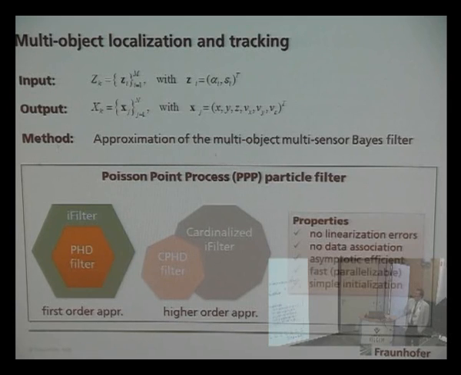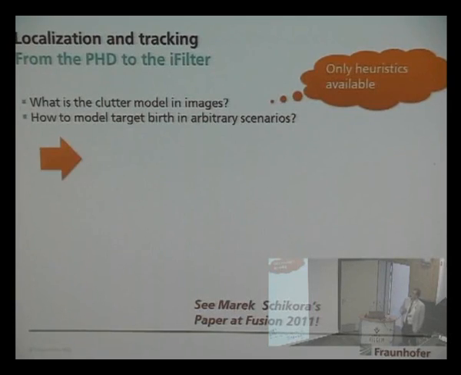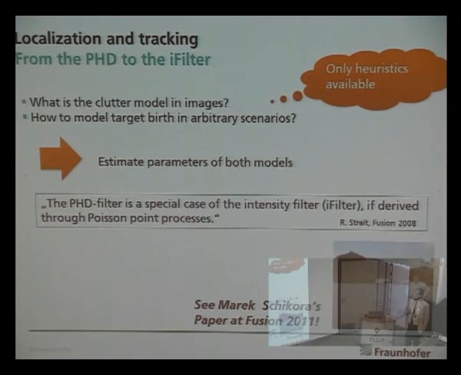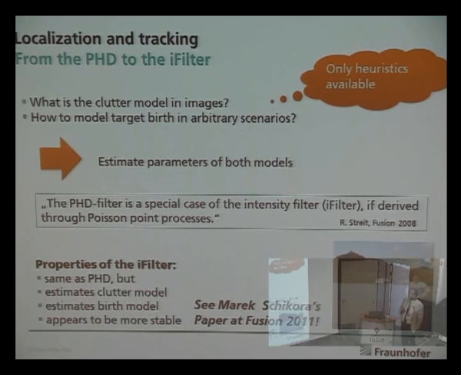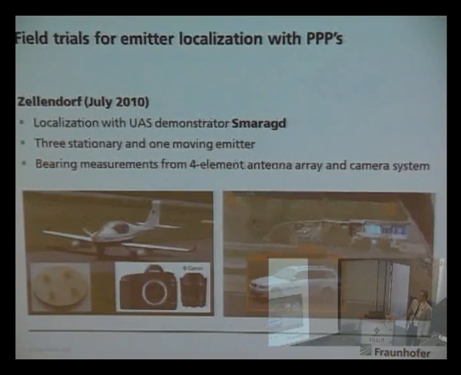This intensity filter, the big advantage of this filter is that it also allows to estimate the birth rate in arbitrary scenarios, and the clutter models in both methods. It is based on a paper Roy gave in Fusion 2008 in Cologne, and I think it's the first practical implementation of the intensity filter that will be published at Fusion 2011. If you have the chance to go to Chicago, please visit, or if you are just in the paper right now. And we have also made field trials, I think the first field trials that exploited Roy Streit's Poisson point process filter, last summer.